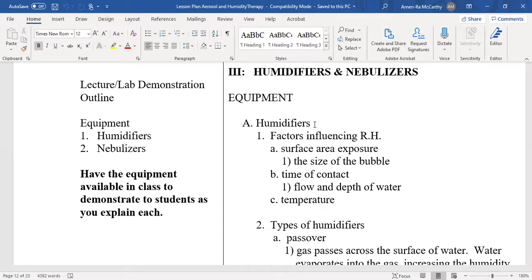So let's talk about humidifiers and nebulizers today. Of the factors influencing the relative humidity of a humidifier is surface area exposure, okay?